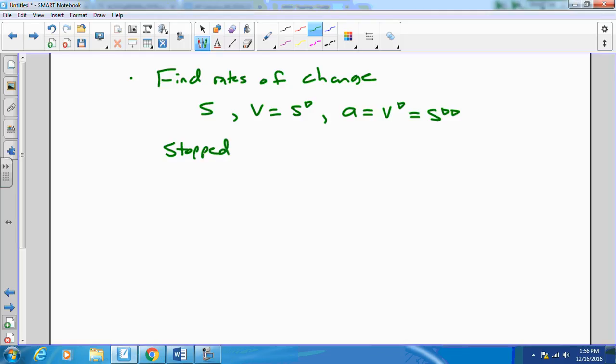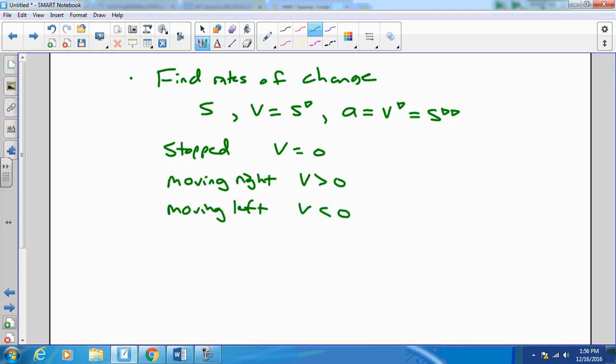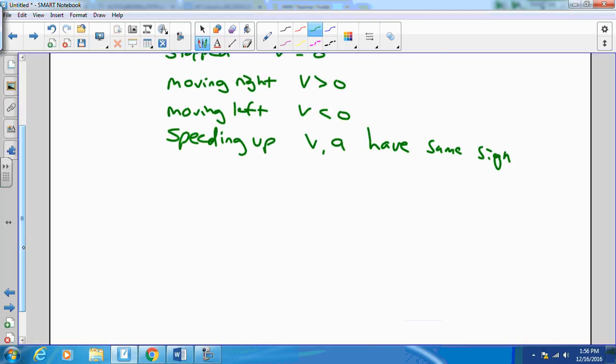What does it mean to say that an object is stopped? Velocity equals 0. What does it mean to say the object is moving to the right? What about moving left? Yep. How about speeding up? Accelerating the velocity. Good. And now that you guys know the chain rule, I can show you why that is.